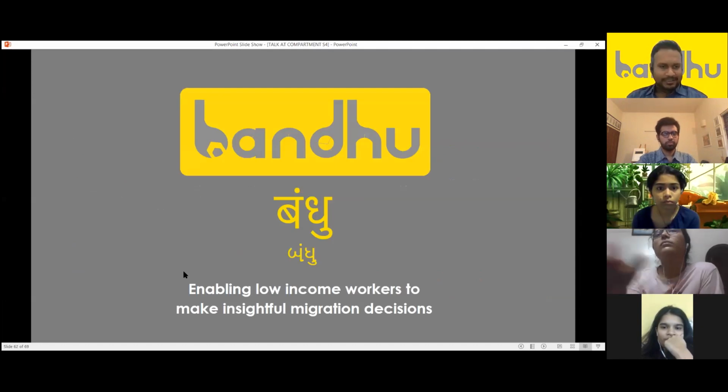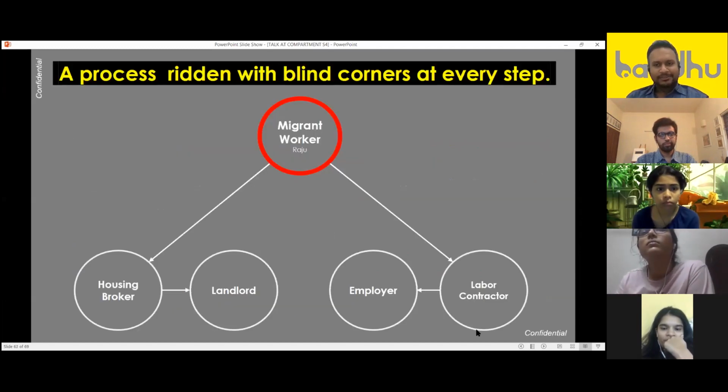And this is where I'd like to introduce our venture Bandhu. We are enabling low-income workers to make more insightful migration decisions. So how it currently works for everyone is, the worker of course finds it hard to get housing and employment in a city on an irregular basis.